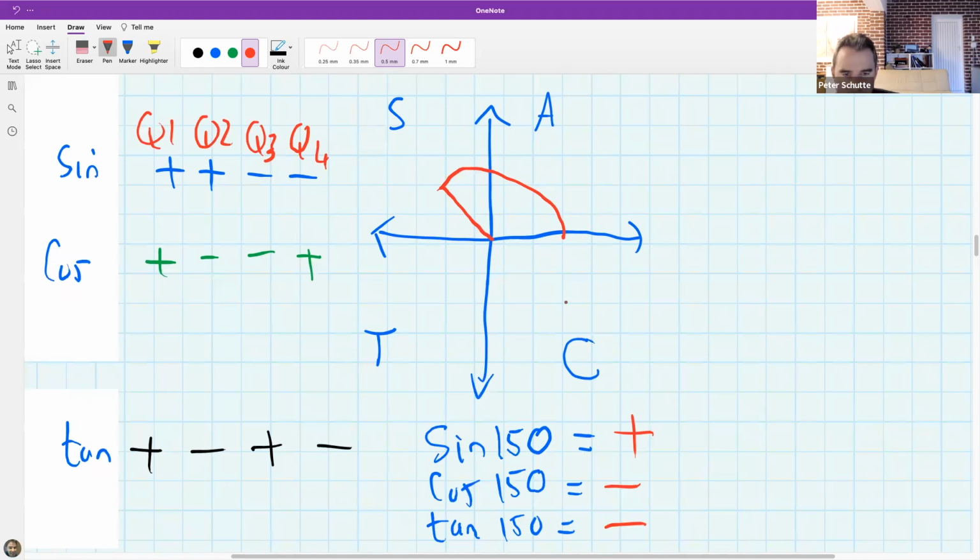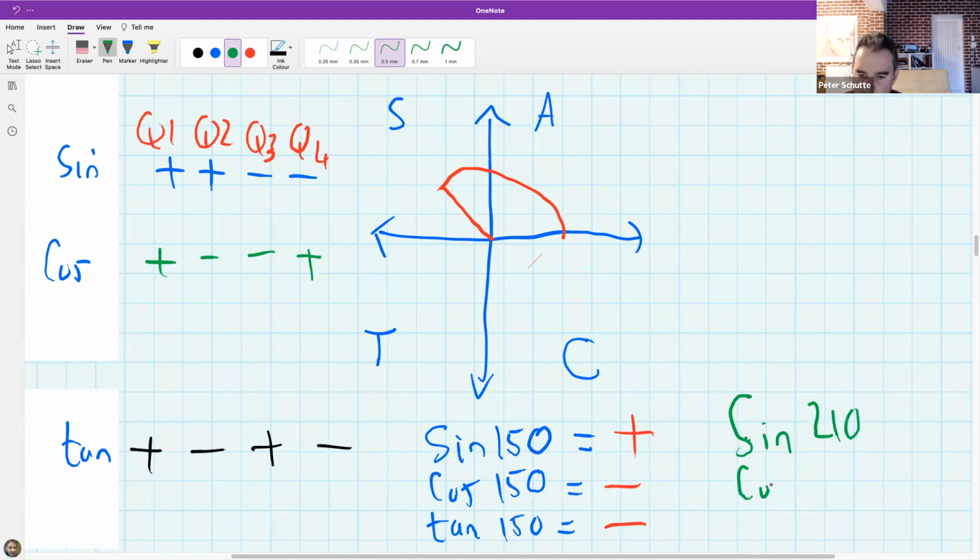This CAST diagram summarizes the behavior of where the three trig ratios are positive or negative. It can also help us reduce angles that are greater than 90 to acute angles. And so in the next lesson, we're going to work on the CAST diagram and reducing angles that are bigger to smaller ones.